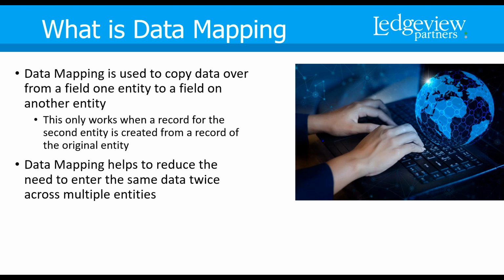The other way to do it is when you qualify a lead, you can do data mapping from that originating lead to the account, to the contact, to the opportunity. You can do that as well. But one of the biggest complaints about users is having to input data multiple times. This helps to reduce that complaint immediately. So this is a huge, huge piece.